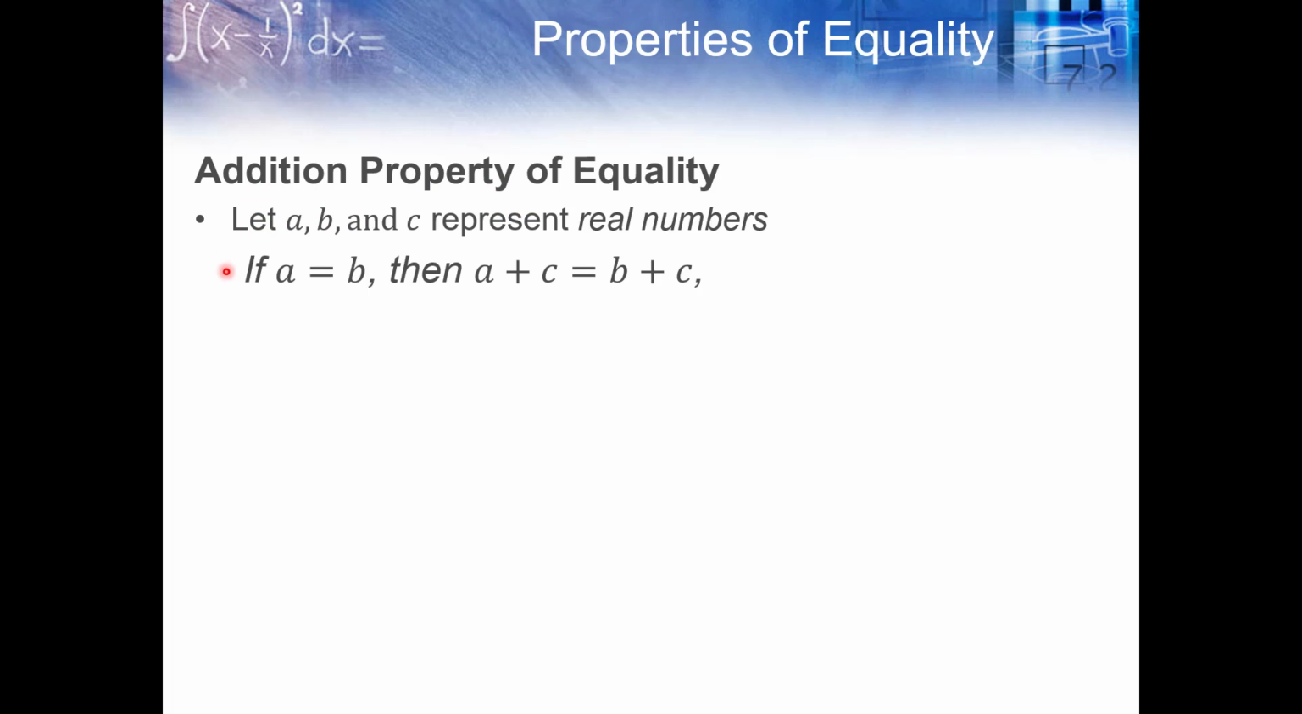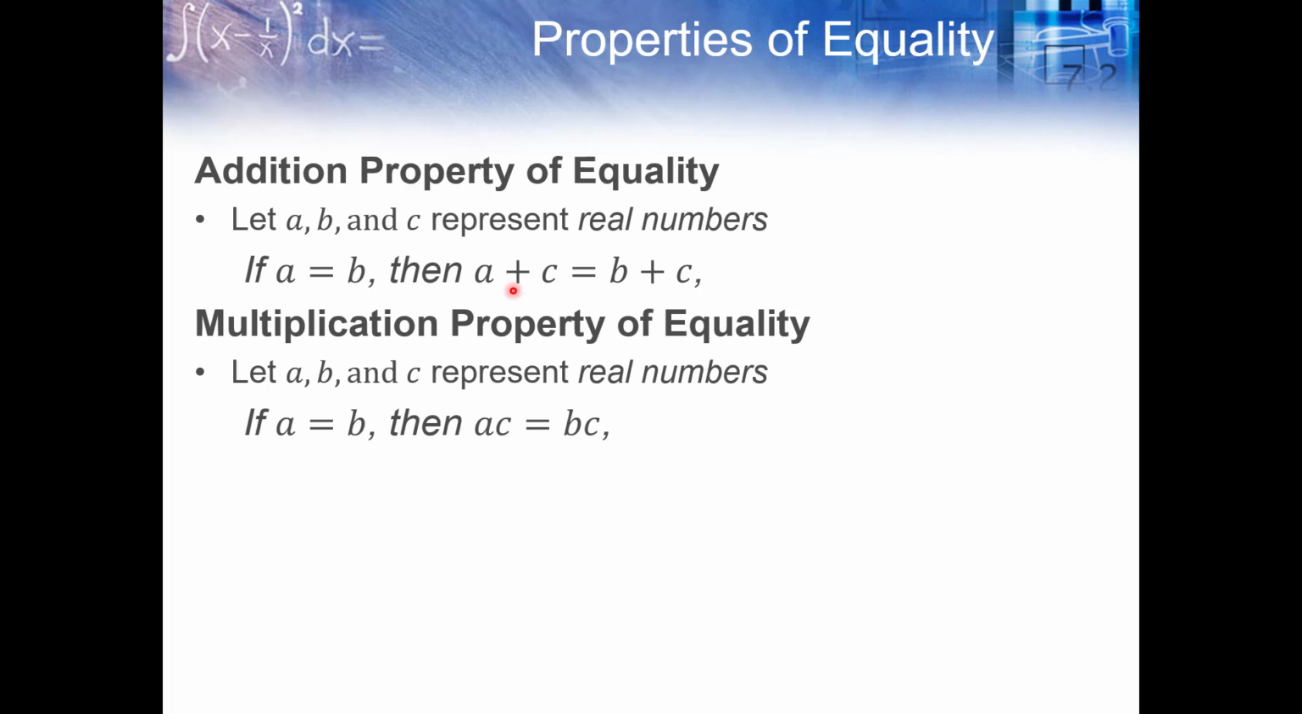And what does it say? Well, it says that if a equals b, then a plus c will always be equal to b plus c. And these two equations will always be equivalent. They will have the exact same solution set, whatever that happens to be.